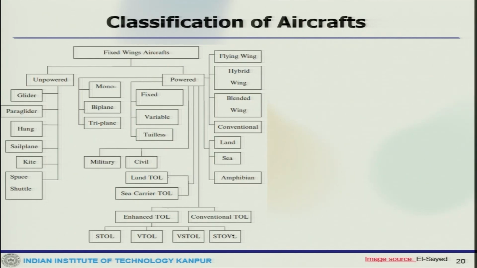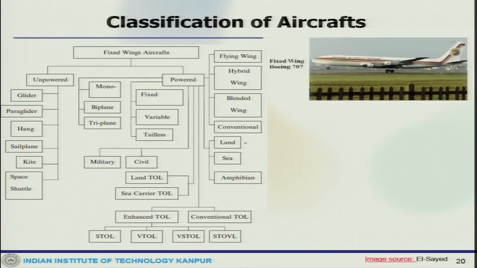and finally you have based on wing types, flying wing, hybrid wing, blended wing, conventional wing. So, we have fixed wing, flying wing, blended wing, so hybrid wing bodies, and then also you could have land, sea, amphibian. So, that is another aspect. So, these are some examples of the fixed wing aircraft.